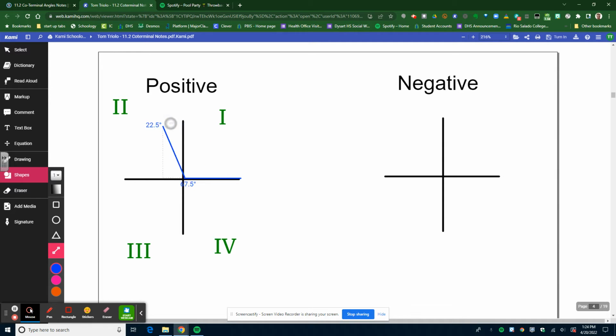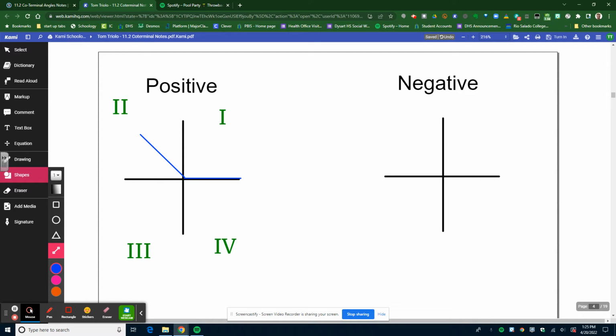22.5 is a curious number. Anybody think they know why it's 22.5? Because it's half of 45. It's not anything more complicated than that. So here's 45. If I want 135, I'm already at 90, so I need to go 45 more. So that's a 135 degree angle.